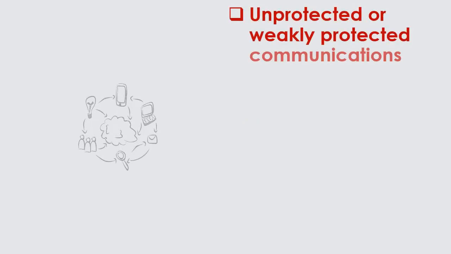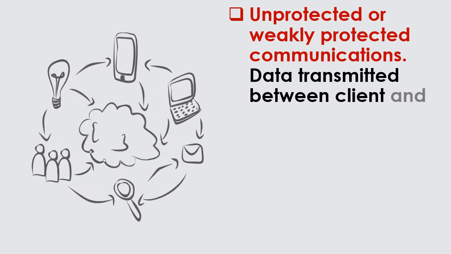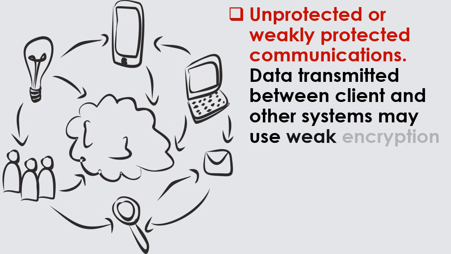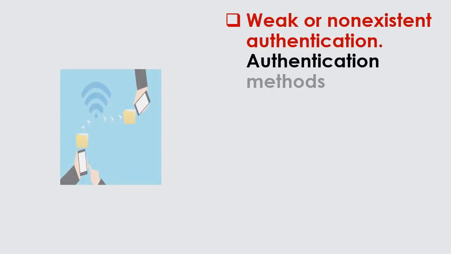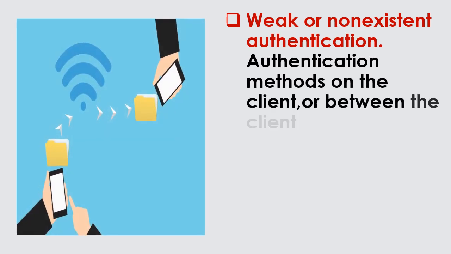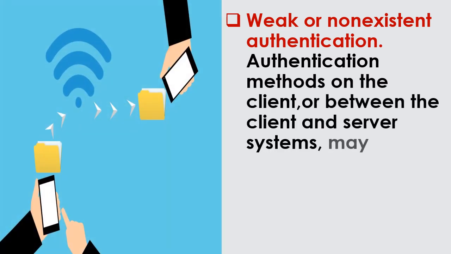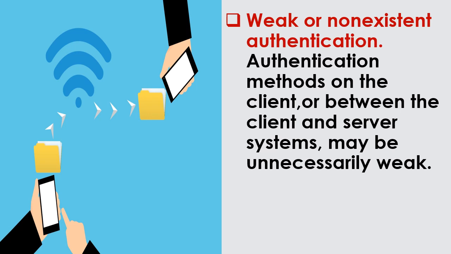Unprotected or weakly protected communications. Data transmitted between client and other systems may use weak encryption, or use no encryption at all. Weak or non-existent authentication. Authentication methods on the client or between the client and server systems may be unnecessarily weak.